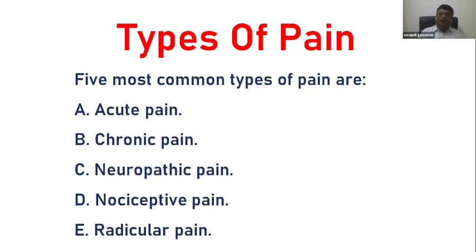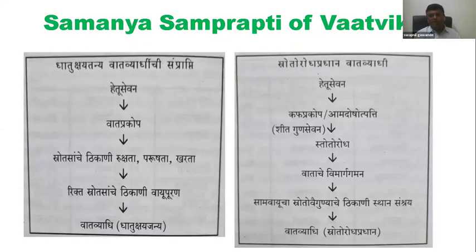Then what actually is the samprapti according to Ayurveda for the pain or the Vat Vyadhi, then this can be concised into these 2 types of samprapti, that is Srotorodha Pradhan, that is the Avarodhjanya, and the Dhatukshayjanya or the Kshayjanya Vatvikar. So the Hetu Sevan, all the Hetus, might be overuse, trauma, or Agantuja, both the Hetus are there.